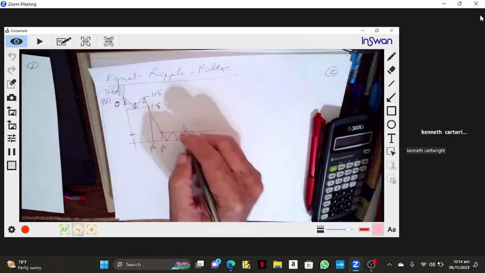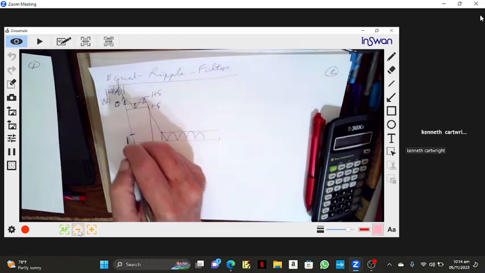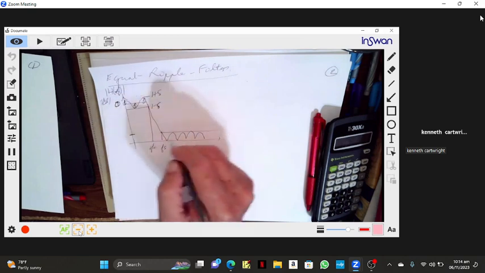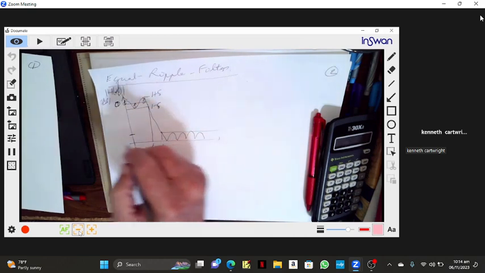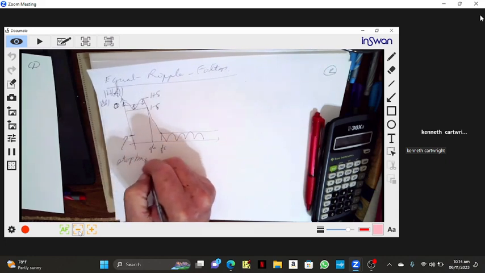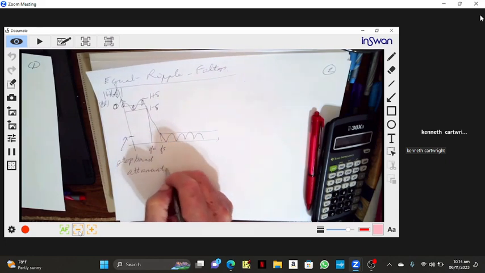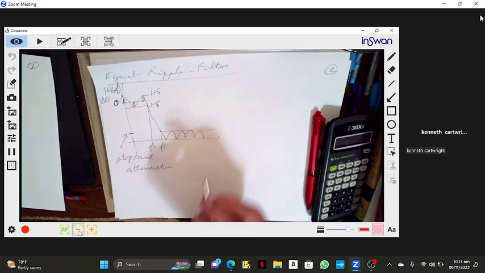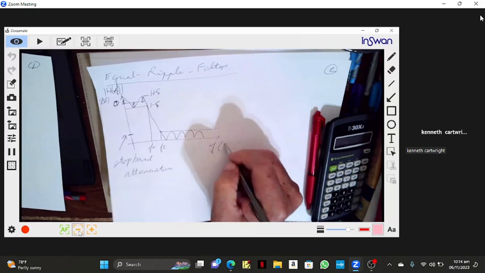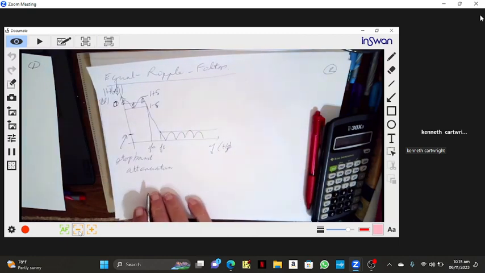And this is called the stop band attenuation. This point here is the stop band attenuation. We did this in 410. All right. So clearly right here we're approximating a low pass filter.